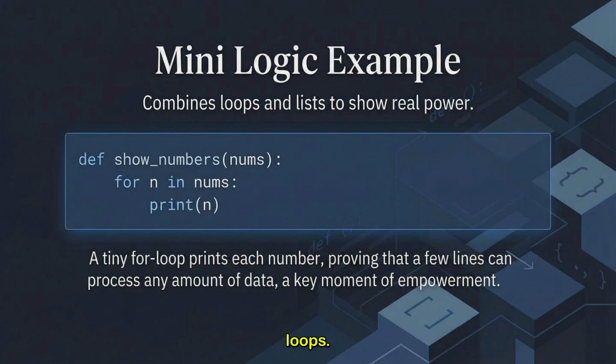Lists work perfectly with loops. A loop can go through each item one by one. This is very common in real programs.